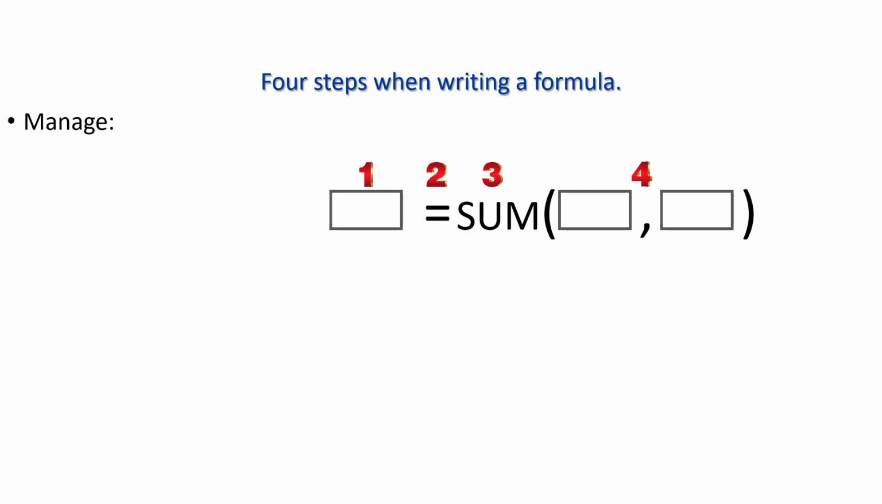The four steps to writing a proper formula would be: first, manage where the answer goes. You've got to choose a placeholder. Once you choose that placeholder, the second thing is type the equal sign. That one's the easiest step of all. All formulas start with equal.